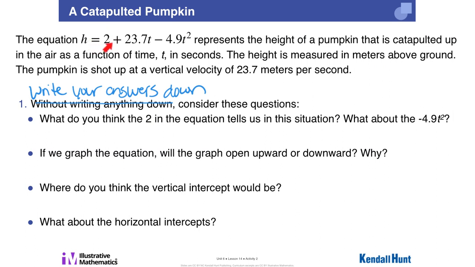Here we know that the 2 is that number just by itself, no variable. So that's going to be the starting height from which the pumpkin was launched. And the negative 4.9 t squared, this is going to be the effect of gravity.